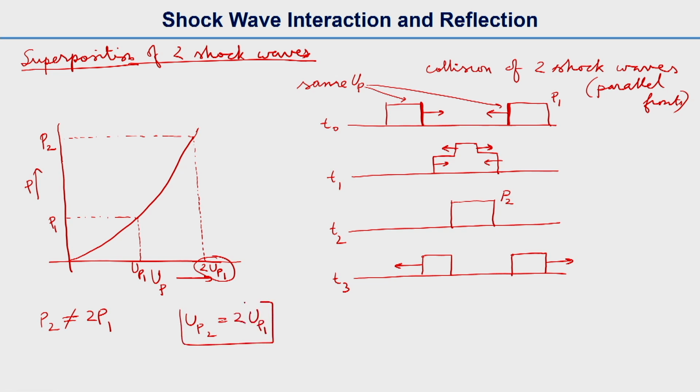And we use this equivalent pressure P2 from this plot. So again I am repeating, we should not be confused that P2 is equal to 2P1. It is actually not equal to 2P1. So it is from the particle velocity addition that we can find the equivalent pressure.